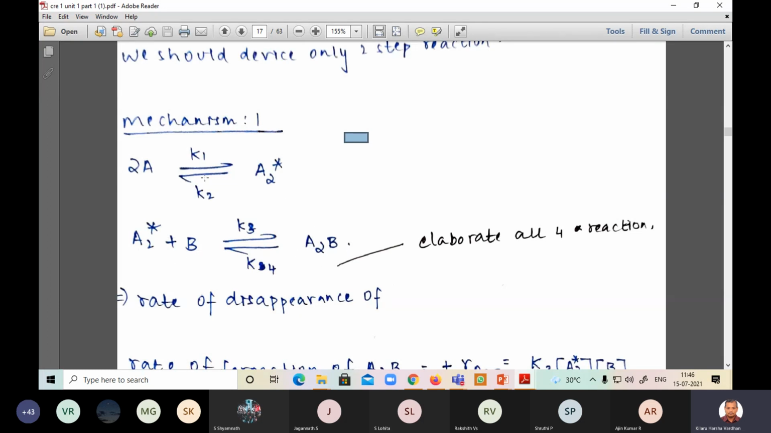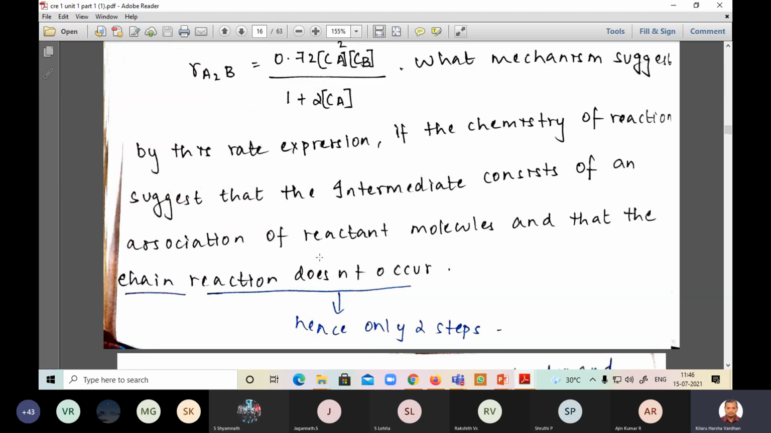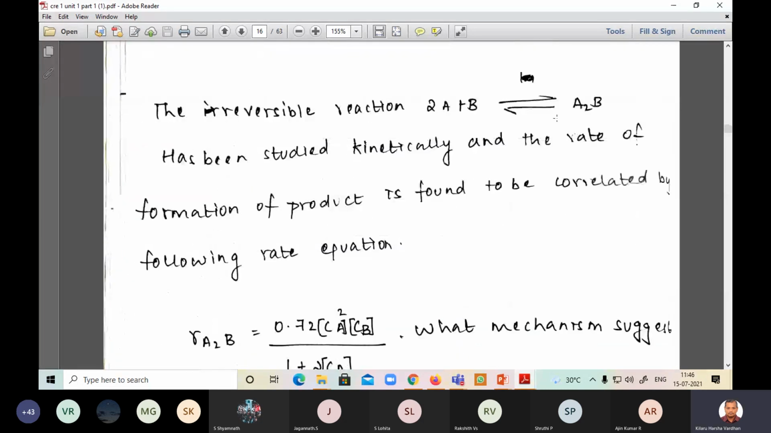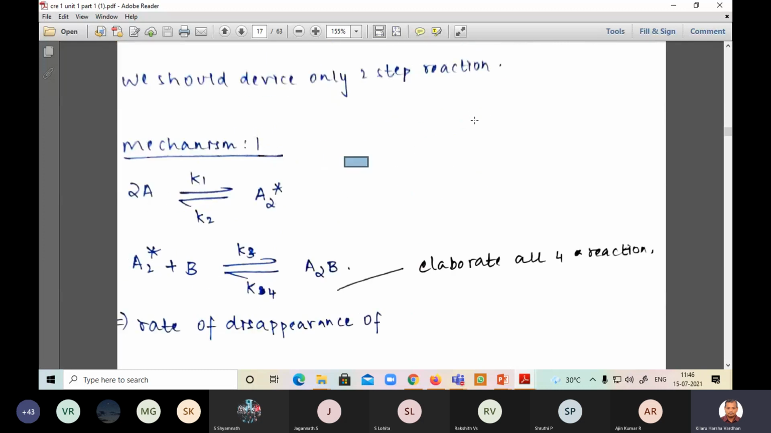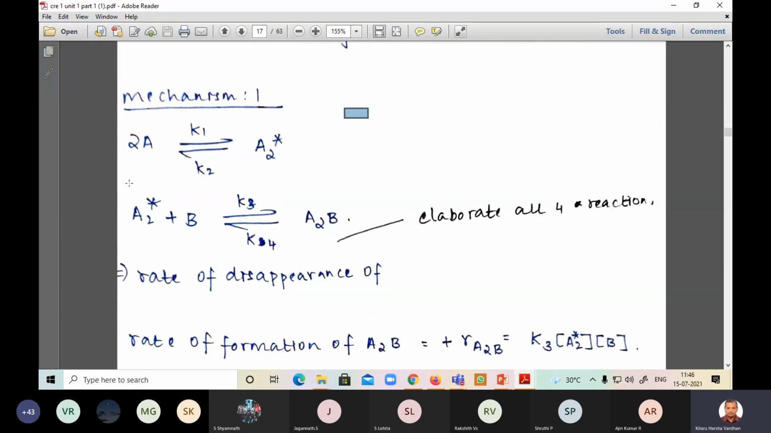So this I'm writing as an irreversible reaction. The forward reaction, let it be K1. The back reaction, let it be K2. Then the second reaction, K3 and K4. So what we did is, this one equation, a highly non-elementary reaction, we are splitting into 4 elementary reactions. Please take notes along with me and then write, otherwise you lose what I'm talking.